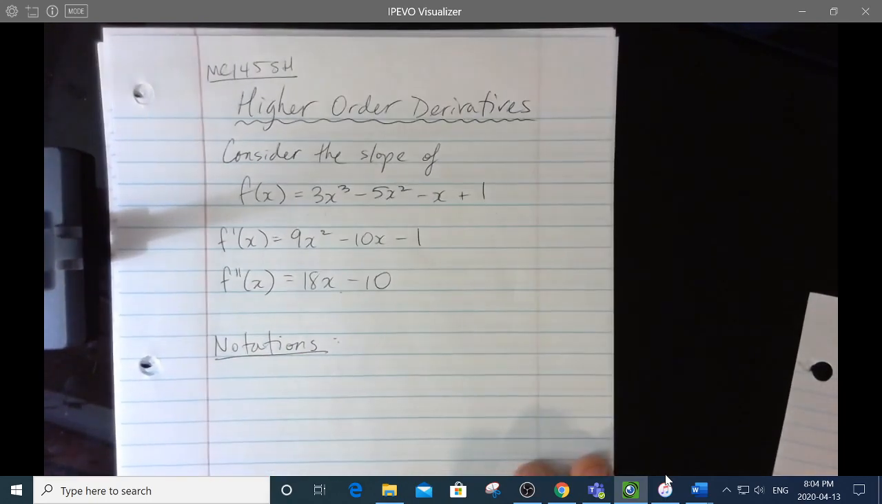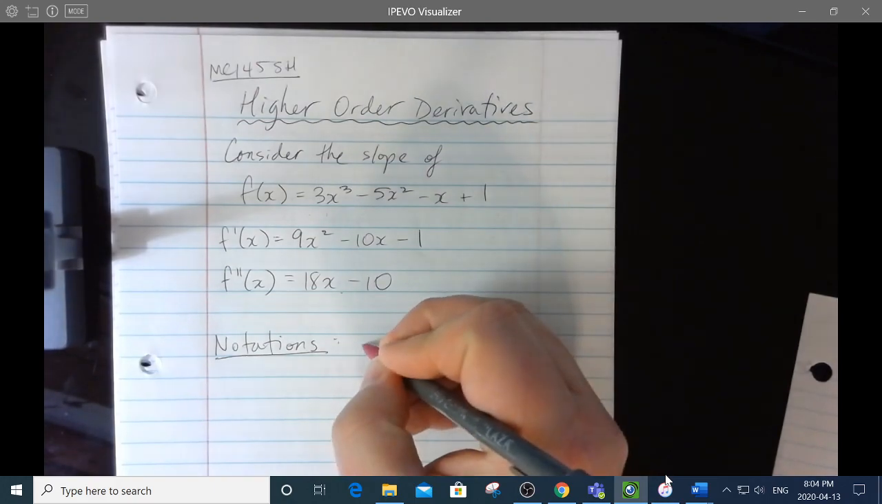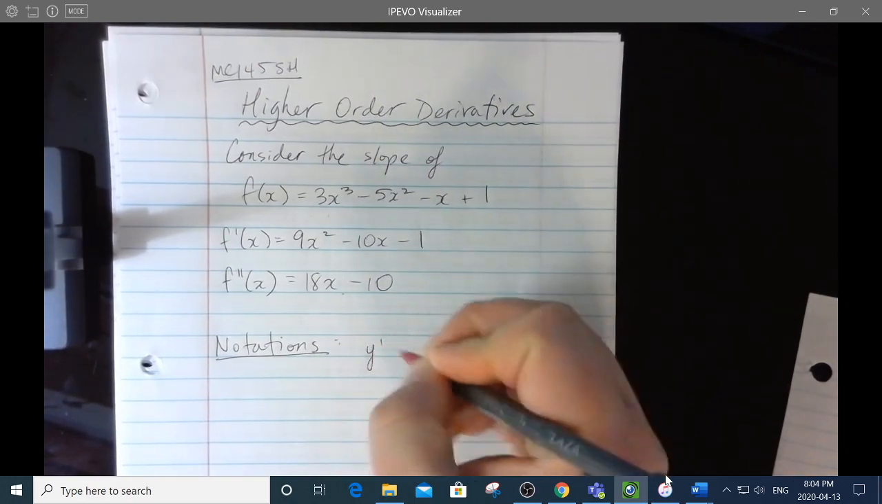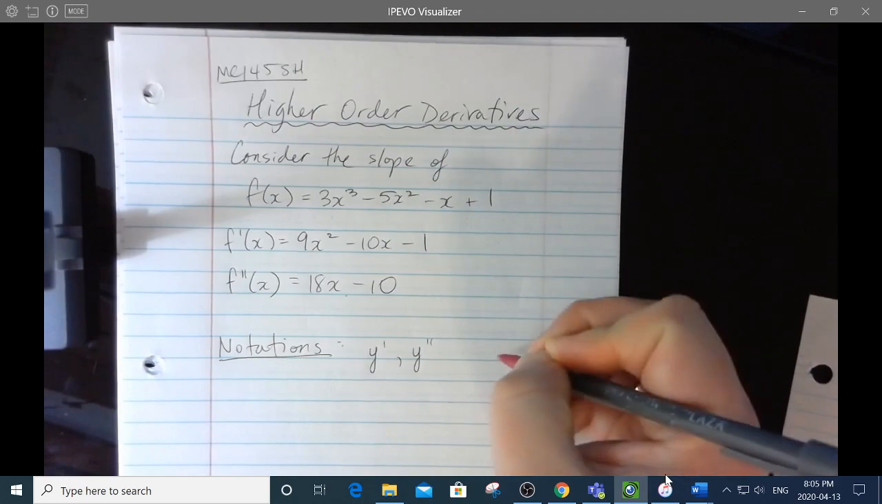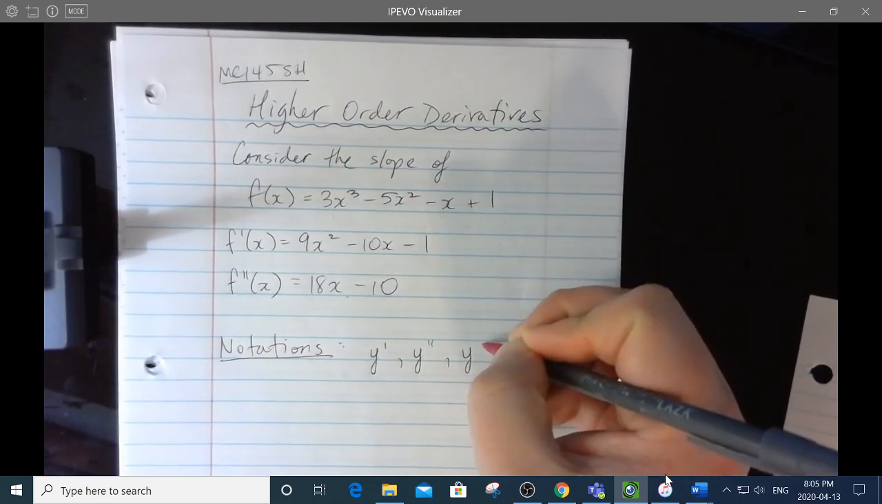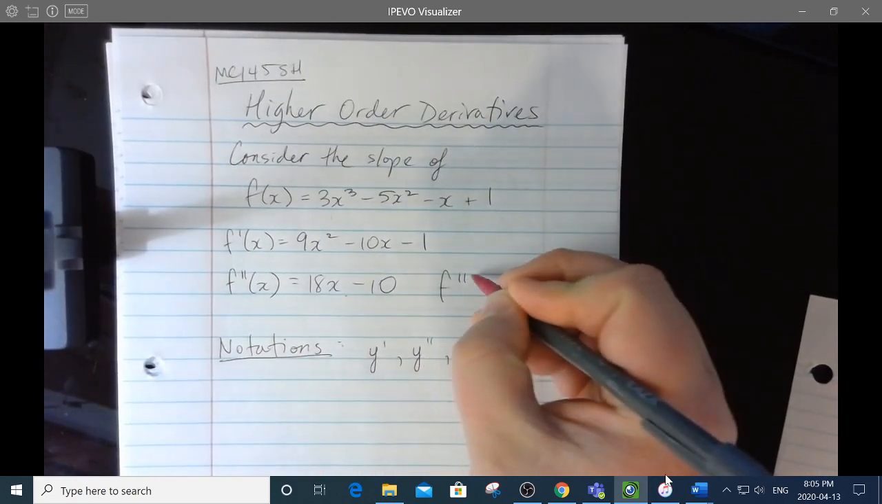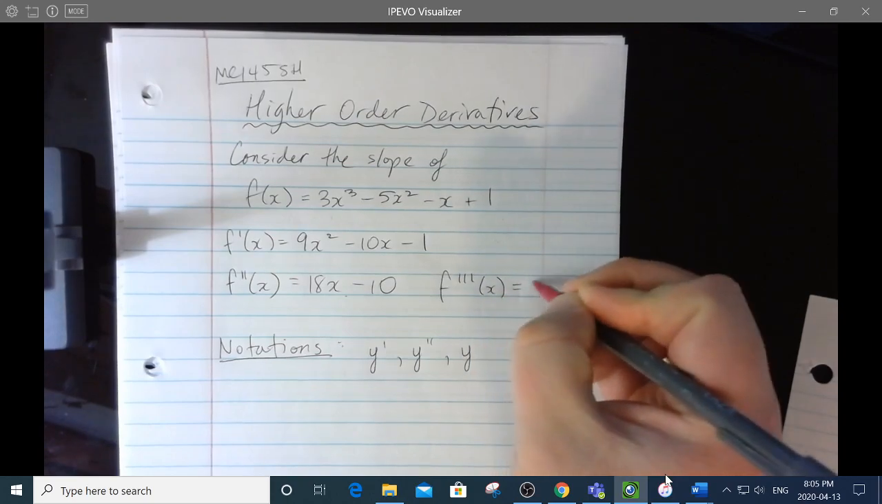Let's go back to good old Leibniz notation. Well, actually the first two, I guess the common ones are, instead of saying your first derivative is y prime, your second derivative is y prime prime, and then you could even do a third derivative. You could do a derivative of a derivative of a derivative. Think about it. The derivative of this thing would just be 18.